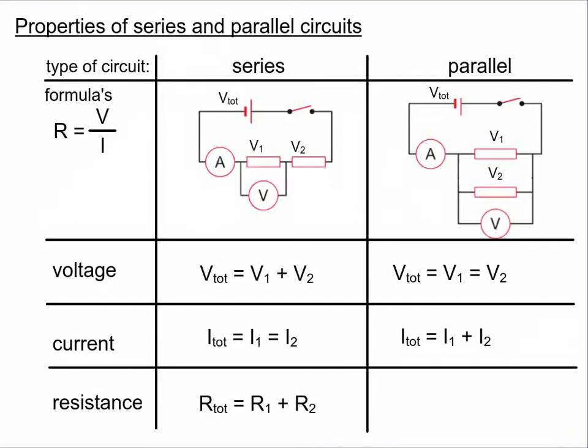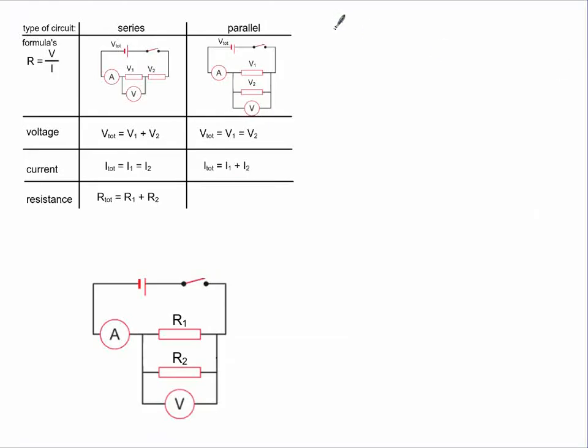Let's fill this in our diagram. So for a series circuit, the total resistance is just the sum of the two separate resistances. What about parallel? Let's start with the same formula for the total resistance. V total divided by I total. Now what do we know about the total current? It's the sum of the two separate currents. Let's fill it in. V total divided by I1 plus I2.